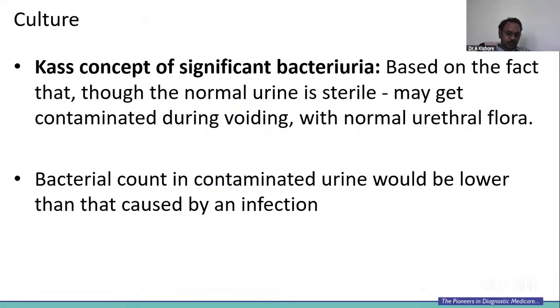There is a concept called the Kass concept, where you determine significant bacteriuria in cultures, based upon the number of colonies that are seen. Though normal urine is sterile, it may get contaminated during voiding with normal urethral flora. The bacterial count in case of contaminated urine would be lower than that caused by an infection.